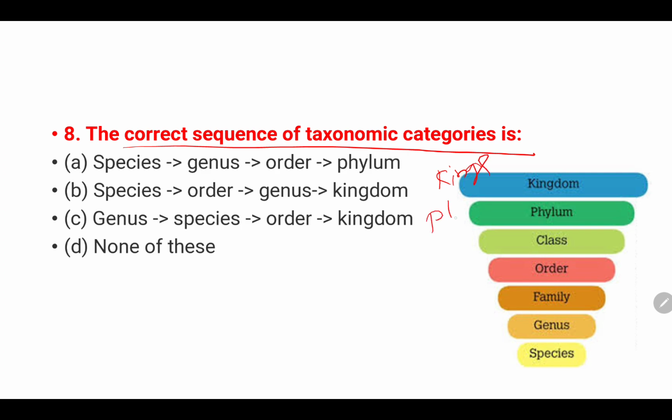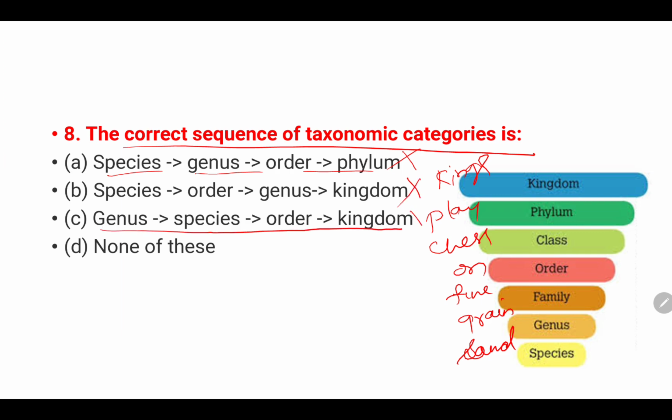Next, the correct sequence of taxonomic categories is, see, I had already given some tricks. Kings play chess on fine grain sand. Here, go through is species, genus, order, phylum, no. Species, order, genus, kingdom, no. Again, genus, species, order, kingdom is also false. So, none of these. Go for none of this option.